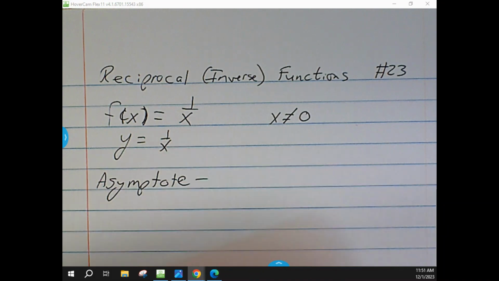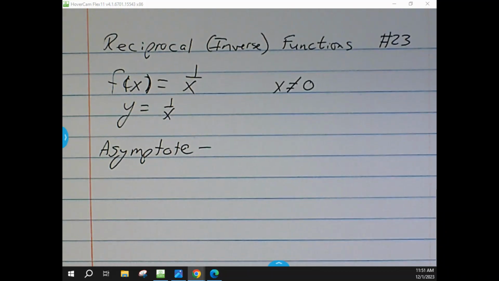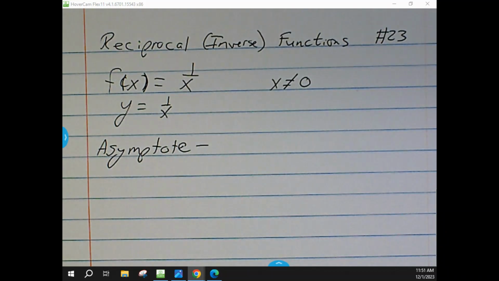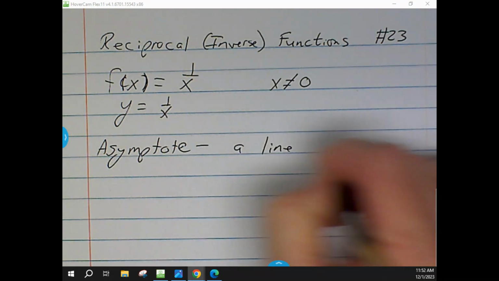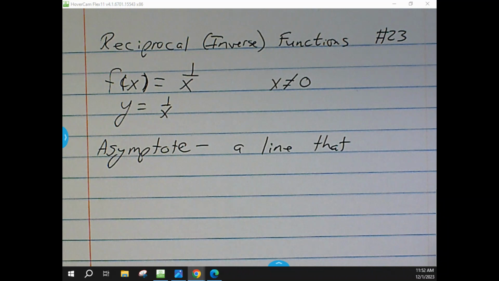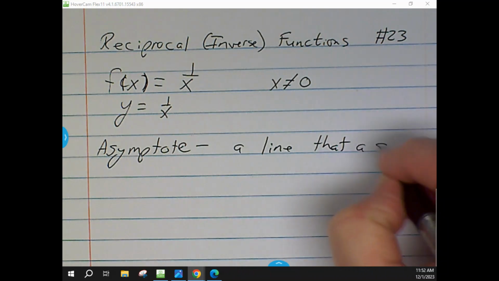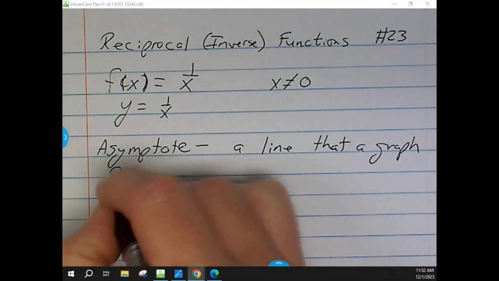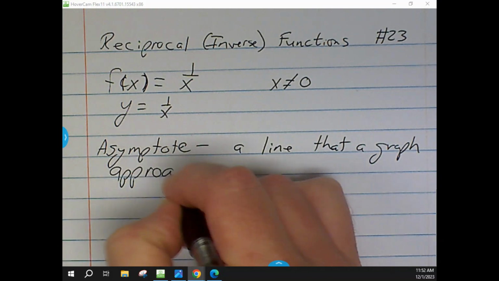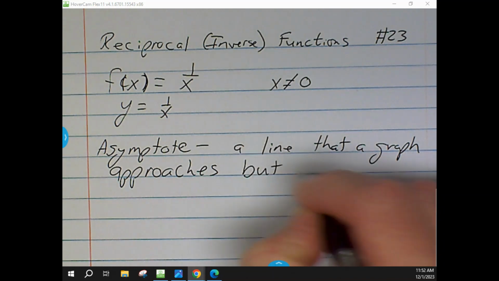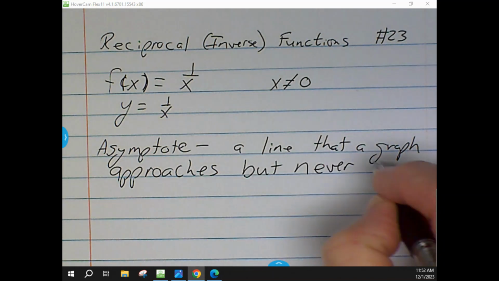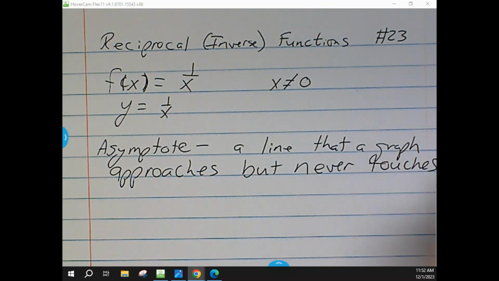Okay, so we're going to talk about, and I think we kind of briefly mentioned it the other day, it's called asymptote. So asymptote, this is a line that a graph approaches but never touches.